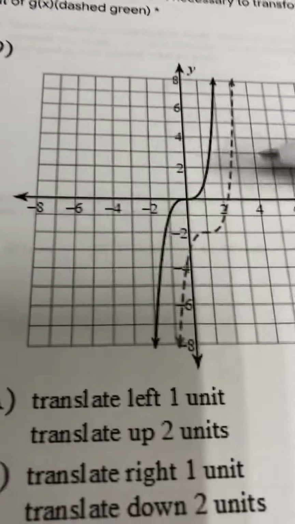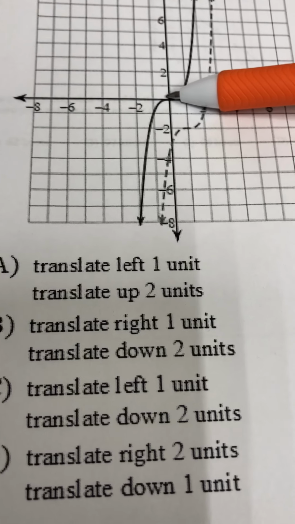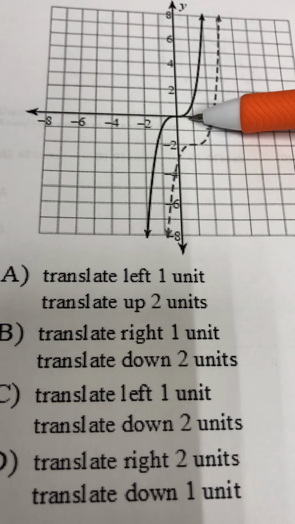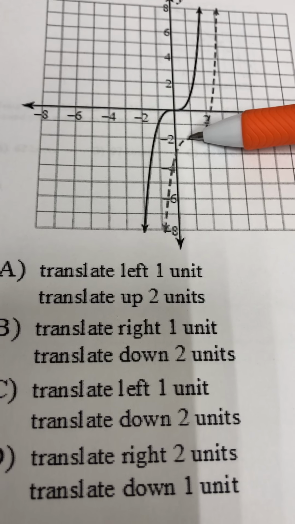For number 9, what happened here? Well, notice it went right 1 place, and then it went down 2 places. Okay, so which one of those explains that? A, B, C, or D?